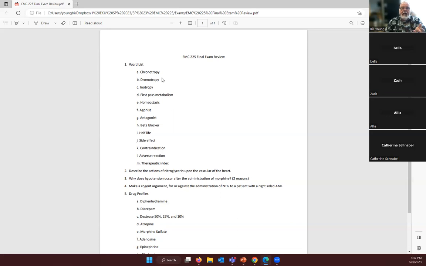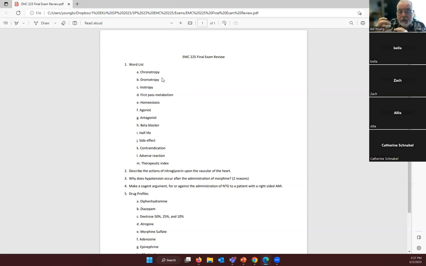So, Zach, in this regard, what would we do to help offset any first pass metabolism? You could give a greater dose of the drug. Very good. Do you happen to remember what that whole procedure of giving a larger dose of the drug is called? Is it a loading dose? Perfect. Yep, you're exactly right.